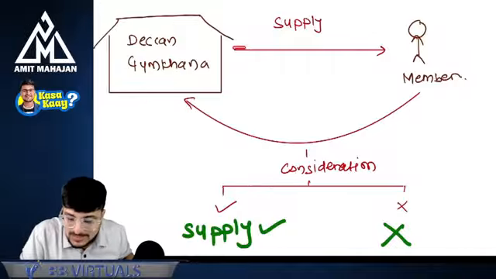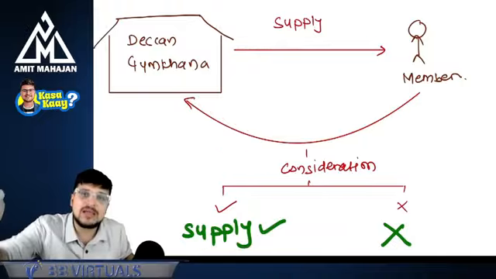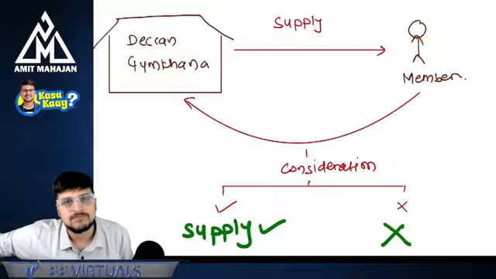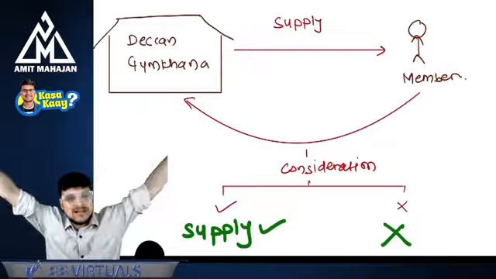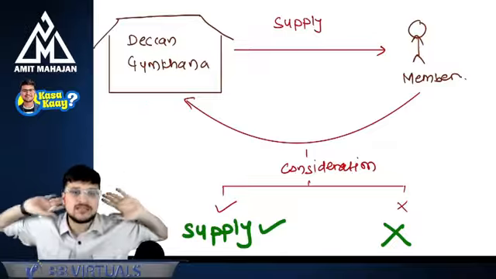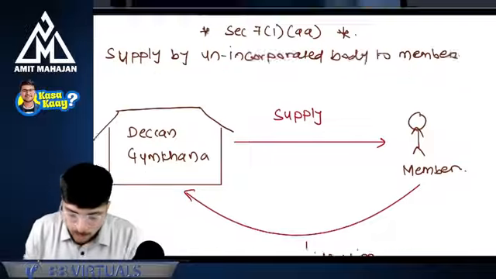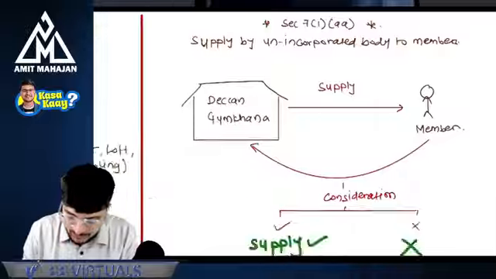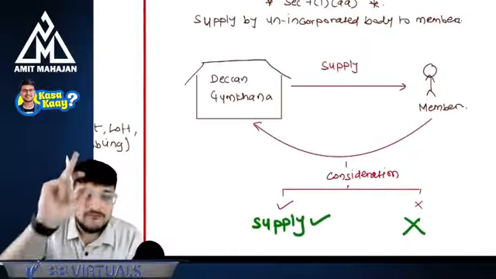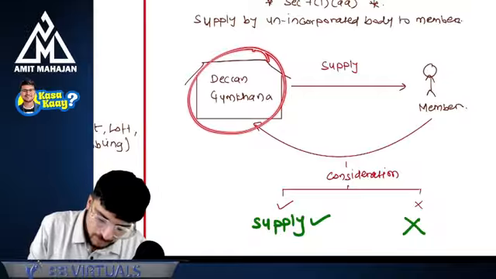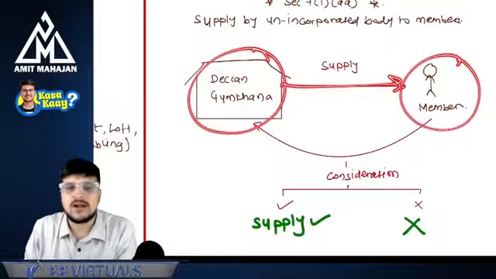If Deccan Gymkhana provides any supply to this member, and if the member pays some consideration for that, it will be considered as supply. But if Deccan Gymkhana provides any supply to its members without any consideration, then it will not be considered as supply. So, how do you read section number 71AA? When an unincorporated body provides any supply to its members for a consideration, it will be considered as supply.